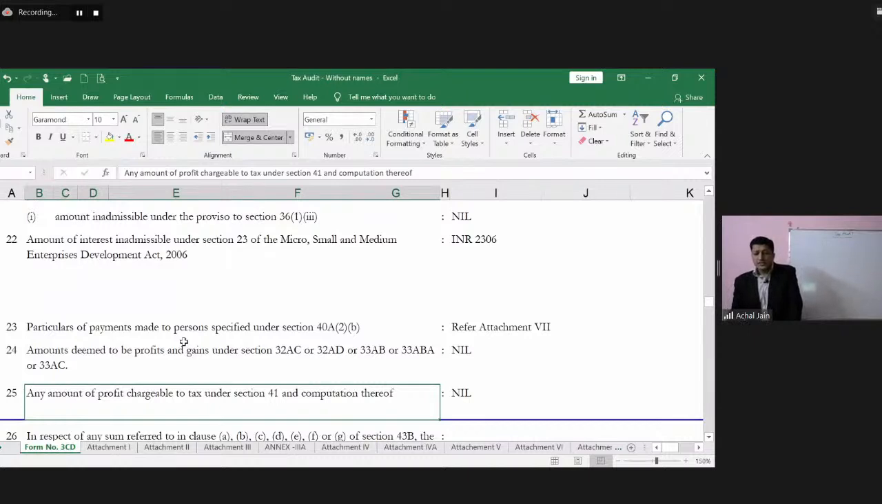Harshad is saying that if the provision is not made for gratuity, but it is required to be made, then it is to be reported. No, something which is debited to the P&L has to come here.